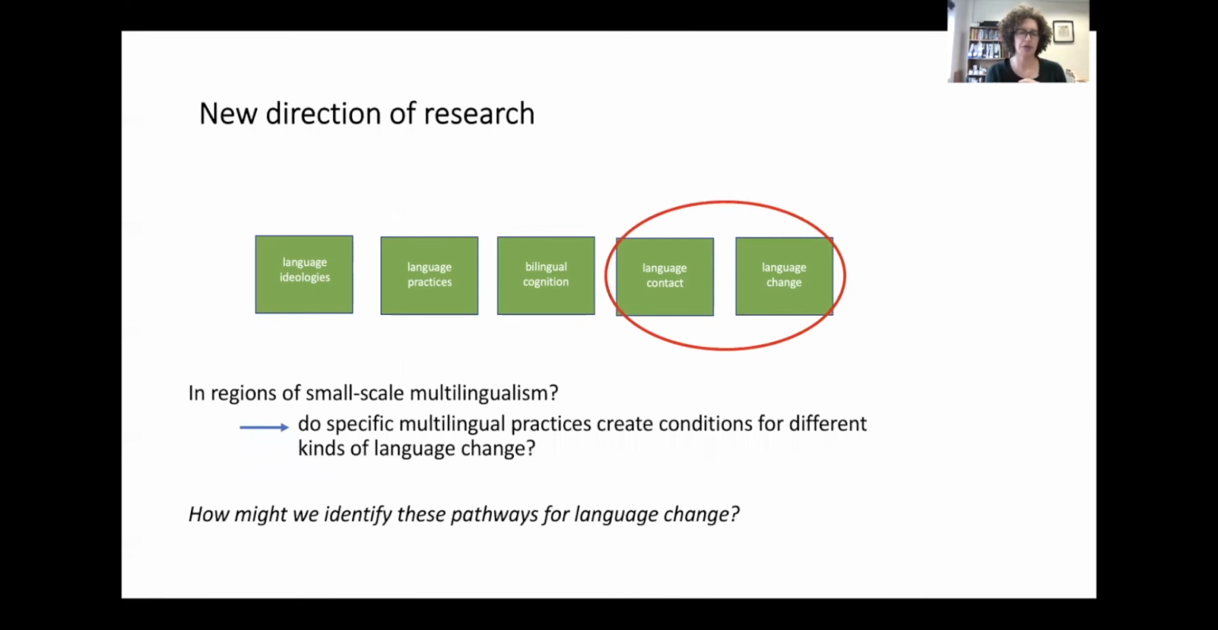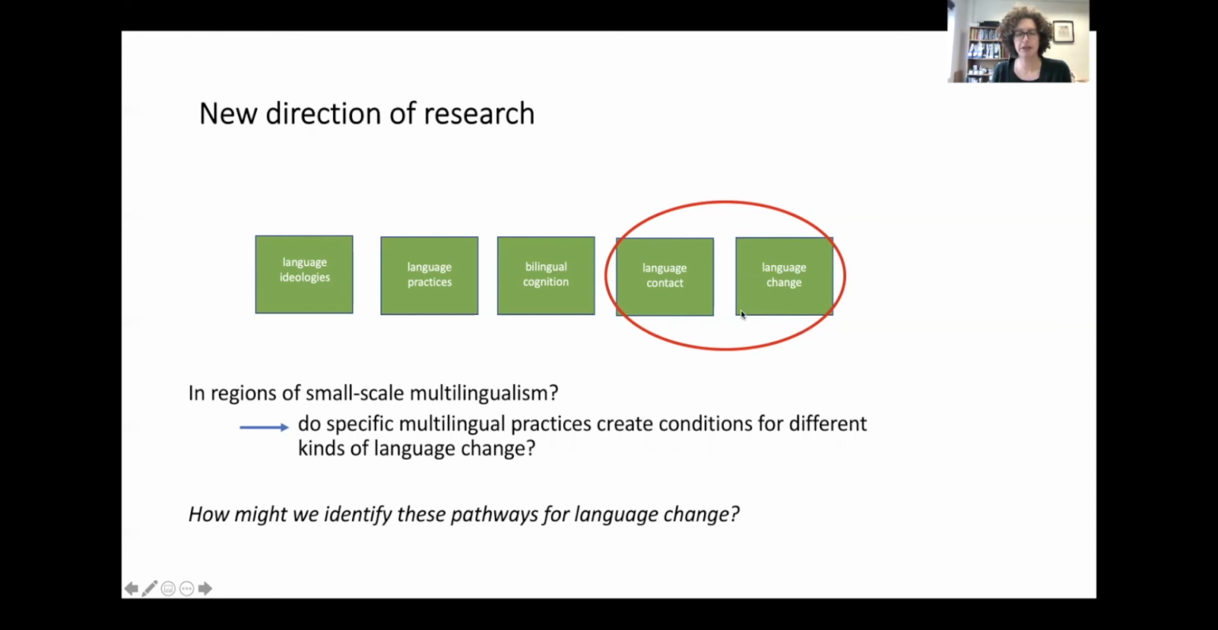Now what we're seeing is a sort of movement towards asking more questions about what are the consequences of these practices and ideologies. So in regions of small-scale multilingualism, do specific multilingual practices create conditions for different types of language change? So you can see here, I've skipped to the last two blocks in the diagram from the first two, and I've hopped over bilingual cognition, which is also a really important area to explore. And I've got some ongoing research in that area, but there's not that much to say about it yet.